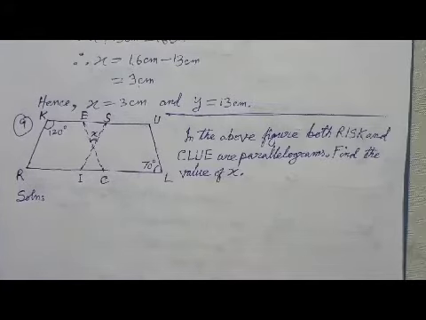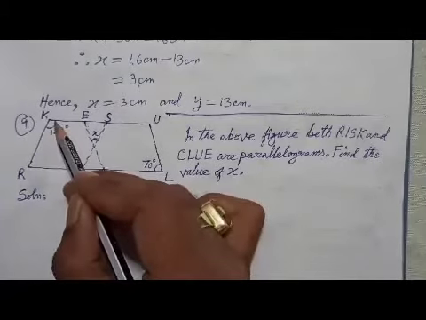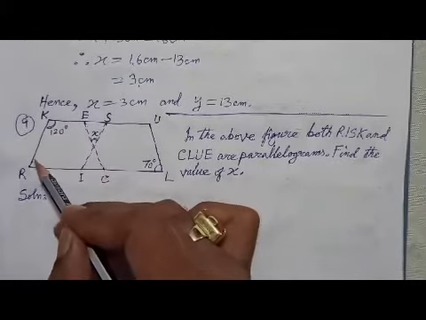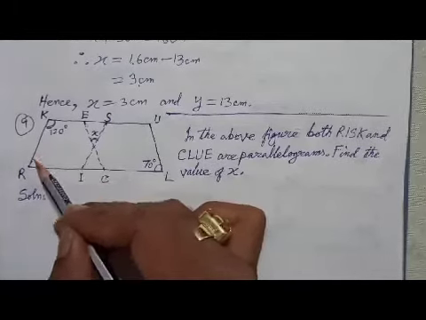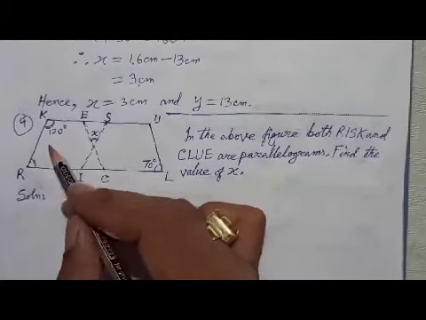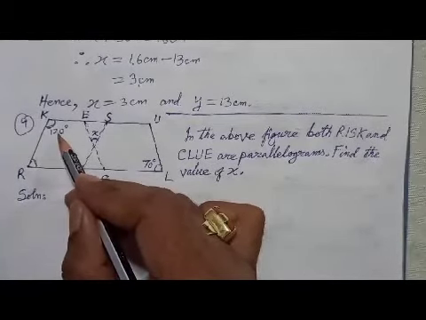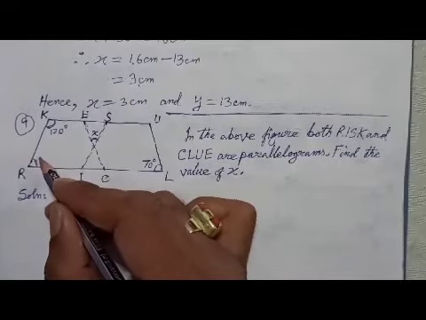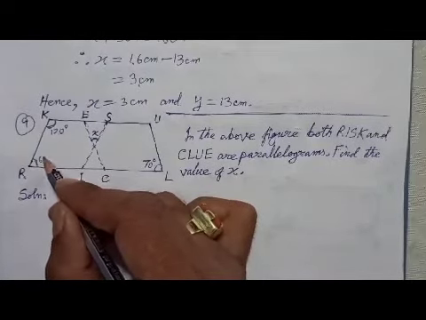In a parallelogram, adjacent angles are supplementary. Supplementary means the total angle must be 180 degree. If we apply that property, this angle and this angle are adjacent angles, then the sum of these two angles must be 180 degree. Since this is 120, to get 180, now this must be 60 degree.